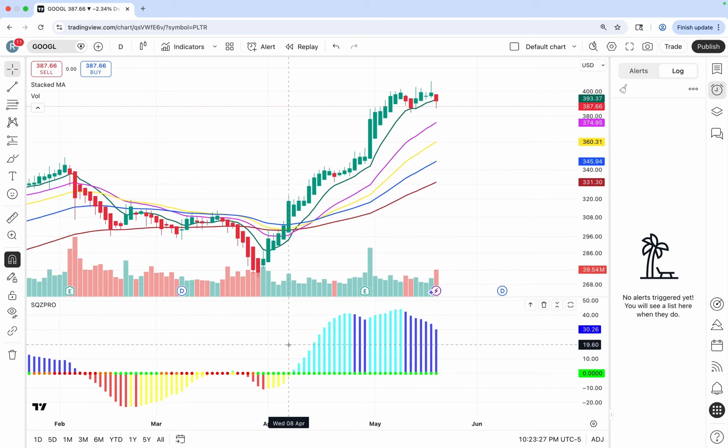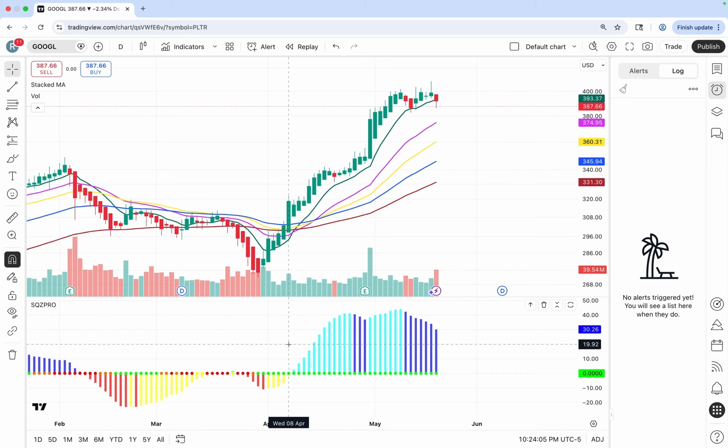John Carter, again the creator of the Squeeze and the current version, the Squeeze Pro, said that in the time that he's been trading, over 30 plus years, a squeeze will typically last 8 to 10 bars. So if you are on a daily chart, that means 8 to 10 days. If you're on a weekly chart, 8 to 10 weeks. A monthly chart, 8 to 10 months, and so on and so forth.